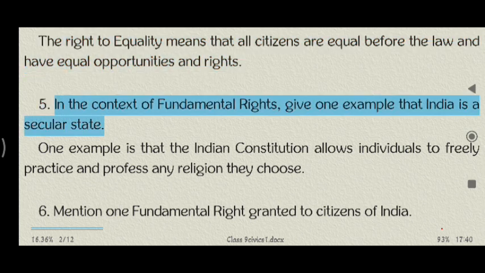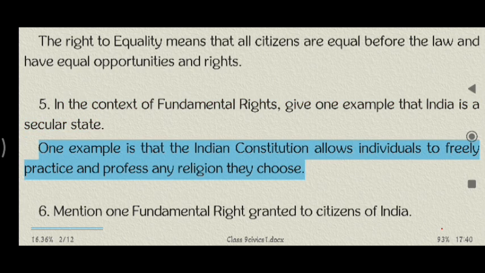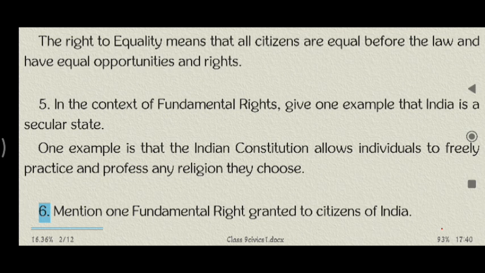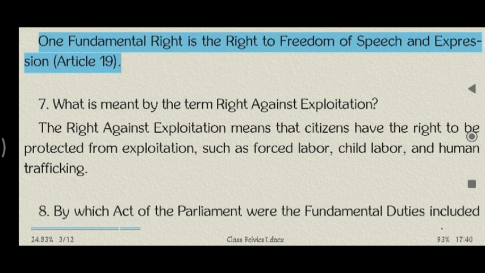5. In the context of fundamental rights, give one example that India is a secular state. One example is that the Indian Constitution allows individuals to freely practice and profess any religion they choose. 6. Mention one fundamental right granted to citizens of India. One fundamental right is the right to freedom of speech and expression, Article 19.